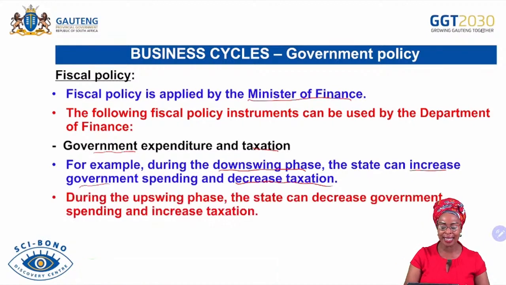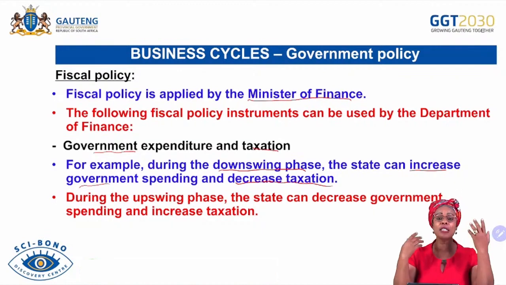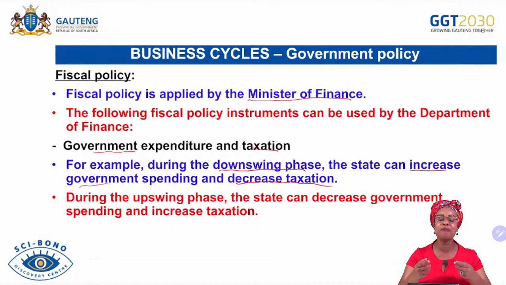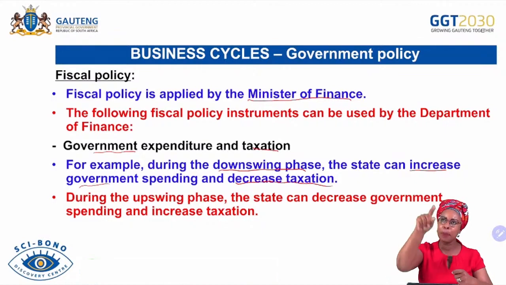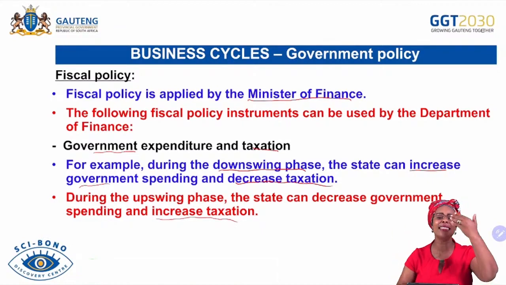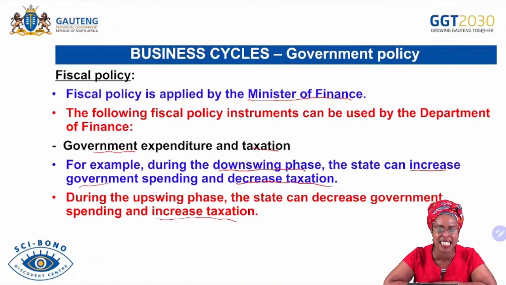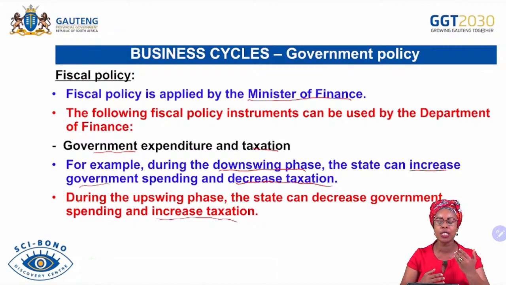Then during the upswing phase, when we are experiencing the recovery and the prosperity phase, the government can decrease spending, especially during the prosperity phase. The government can spend less, because if the government is spending more, that can also cause inflation. And to discourage people from spending on local products and imported goods, the government can increase taxation. When the government is increasing taxation and spending less, we say this type of fiscal policy is a restrictive fiscal policy, because the government is strict here so that the economy does not overheat.